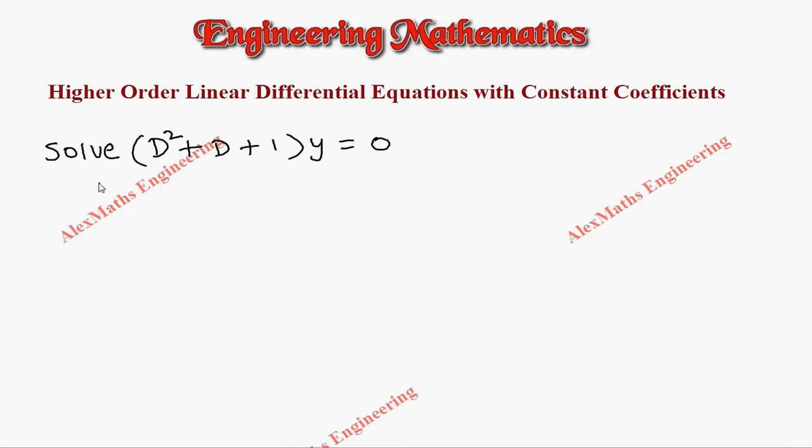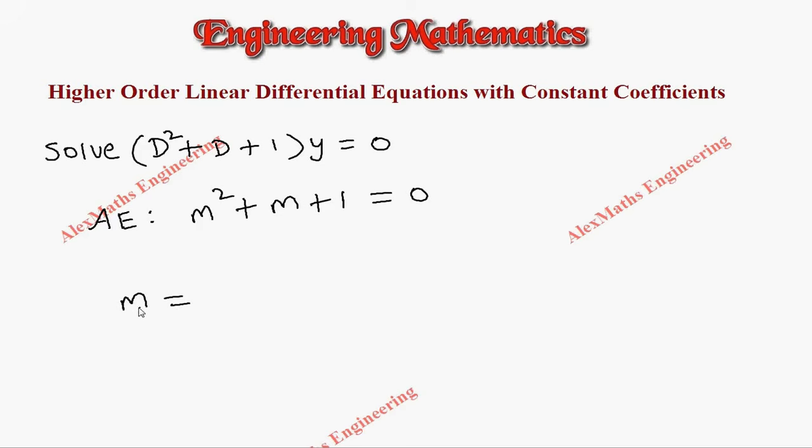In this problem, we are given: solve (D² + D + 1) y = 0. As per the procedure, we have to write the auxiliary equation first, which is m² + m + 1 = 0. Now the product is 1 and the sum is also 1. It is not possible to factorize, so we have to use the quadratic equation formula.